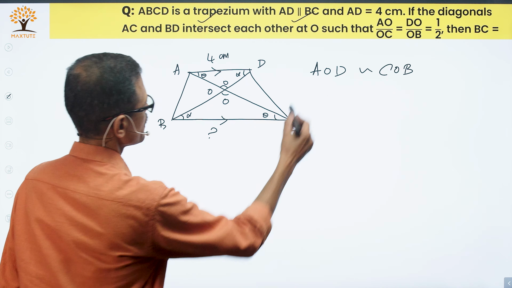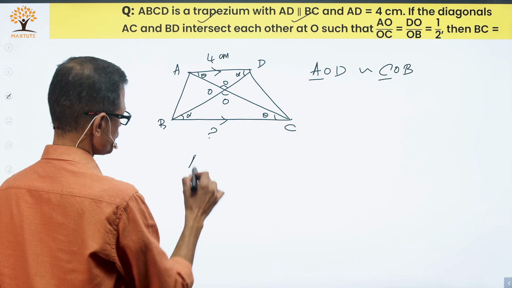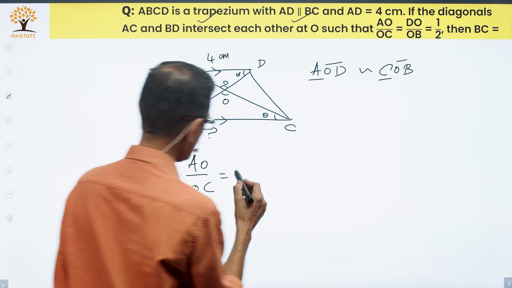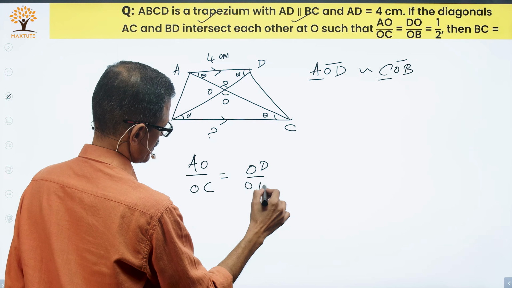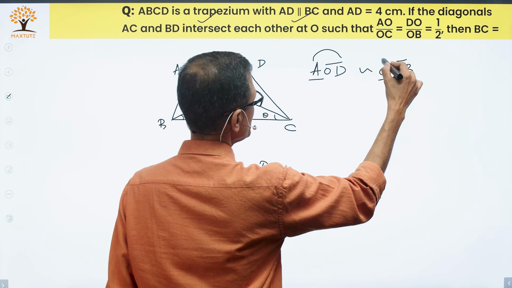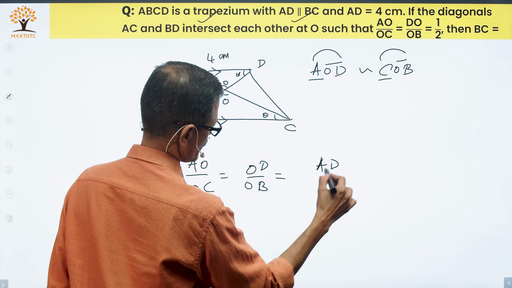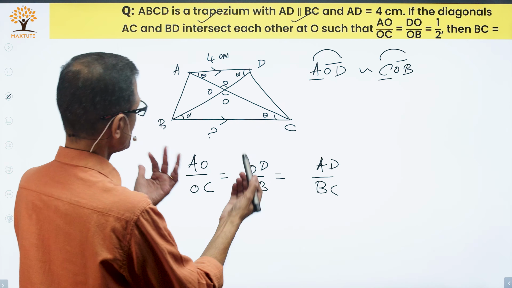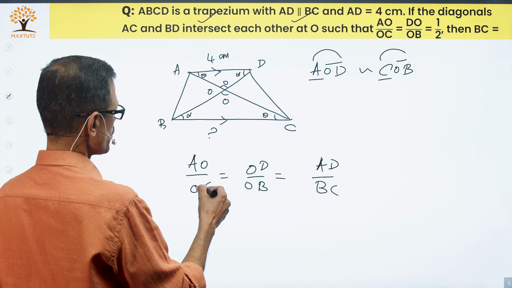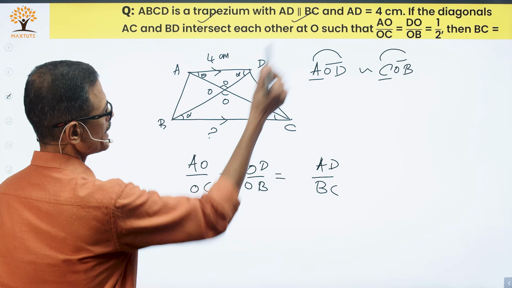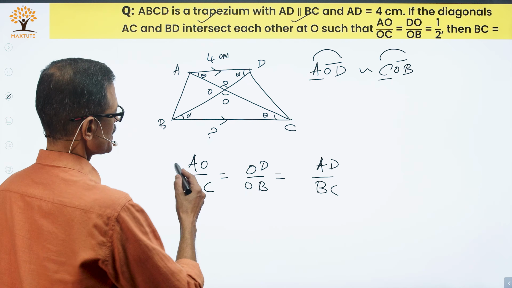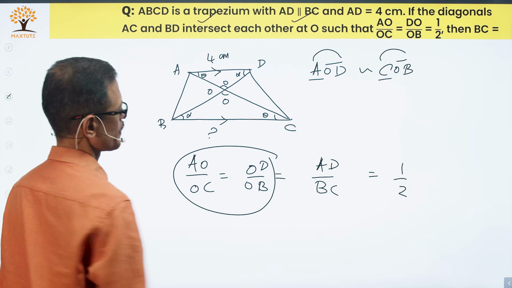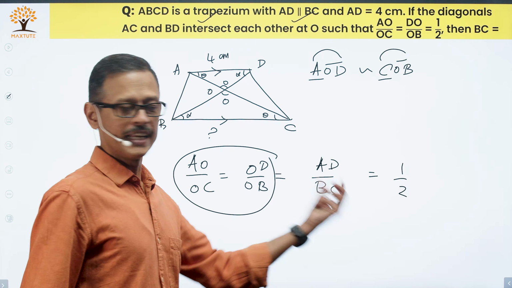Corresponding sides will be proportional. AO by OC is equal to OD by OB, which will be equal to AD by BC. What do we have to find out? We need to find out BC. Do we have some information about something else? AO by OC is equal to OD by OB. DO by OB is the same as OD by OB. This is equal to 1 by 2, which is what we have from the question. This is also equal to AD by BC.